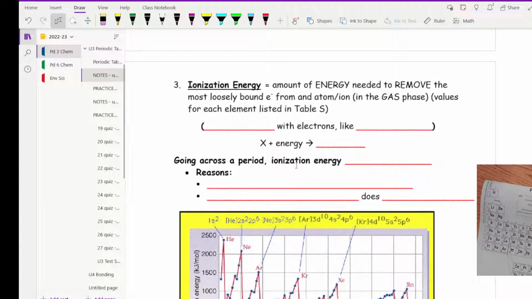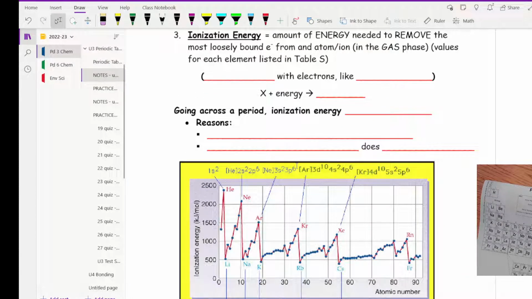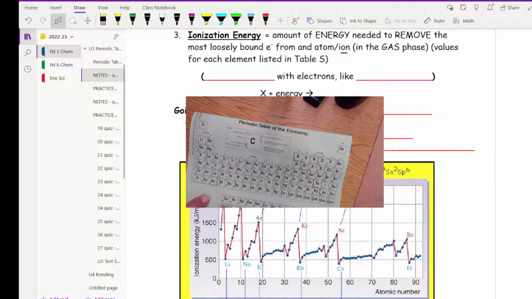Now, what's another way to measure electronegativity? It's how much energy it takes to remove an electron. So the amount of energy needed to remove the most loosely bound electron from an atom to create an ion. Values for each element are listed in Table S. So let's take a look at Table S. And I might need to zoom in here.